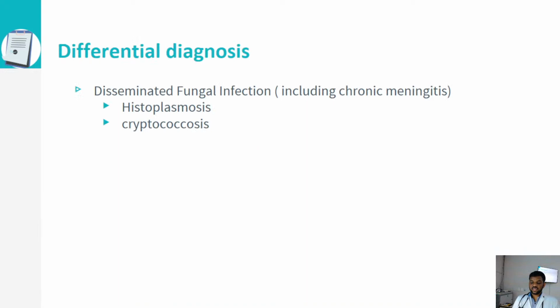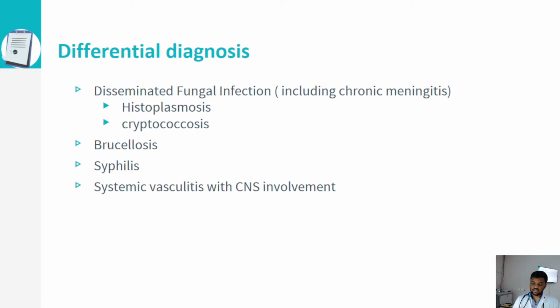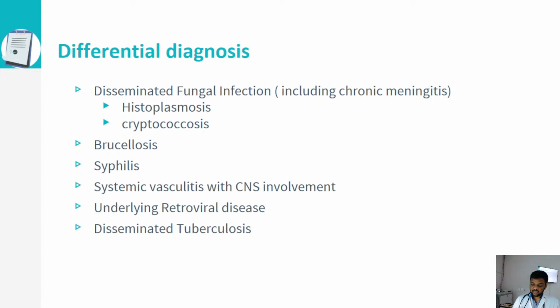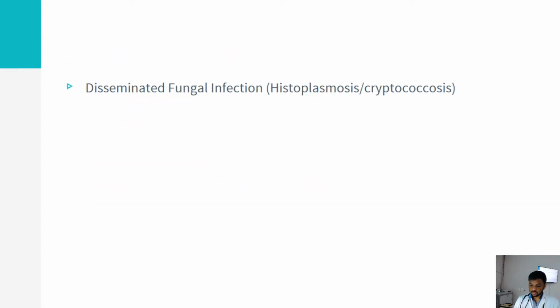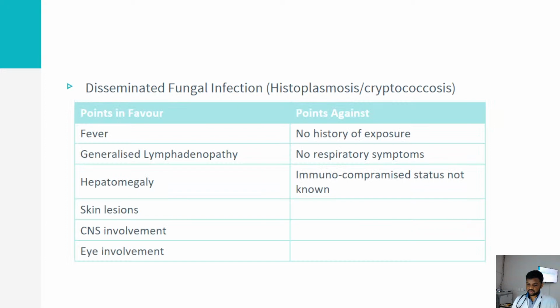So we made a differential diagnosis of maybe disseminated fungal infection, including chronic meningitis, which can be due to histoplasmosis or cryptococcosis. These features may also suggest brucellosis, syphilis, or systemic vasculitis with CNS involvement. Underlying retroviral disease is likely, and least probably disseminated tuberculosis. I'll just discuss in brief what was in favor and what was against each of these differential diagnoses.